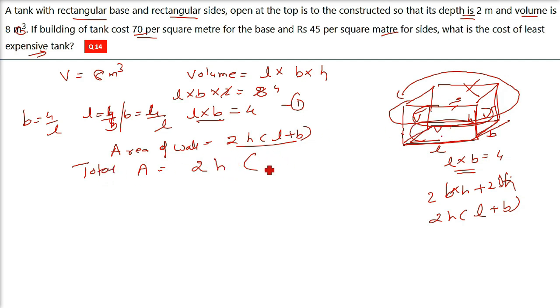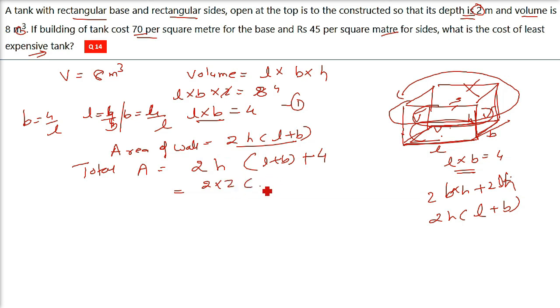2 into H plus L plus B, and as I said we have to add the base also. Once I explained about the walls, the side also has to be given, and you see that length into breadth is already given as 4. We have already computed it. So I just placed 4 in place of L into B.